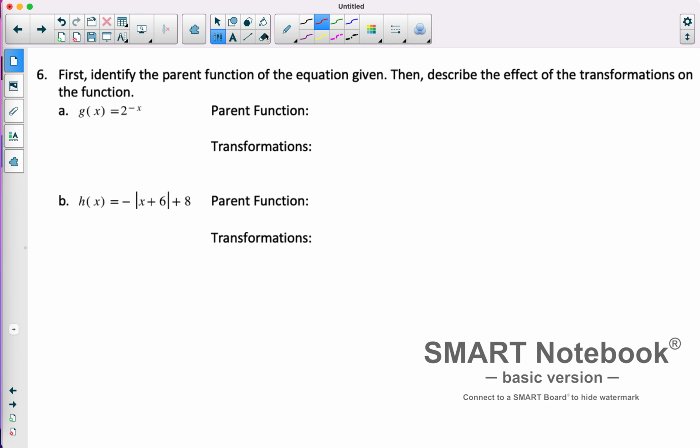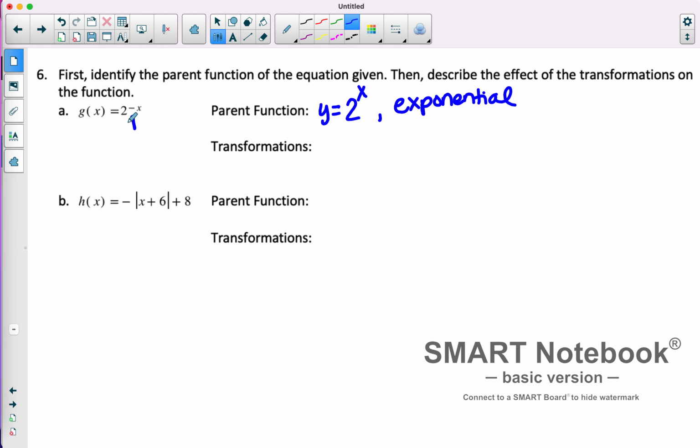So again, we're going to identify a parent function first. We don't have to know what the graph is right now. It would be good if we had an idea in our head, but we're not focused on a graph, just from an equation. So this is an exponential function. I know it's exponential because I have x as an exponent. The base would be 2. Exponentials will always have a base, so it's some type of number. That 2 is not a transformation. That is the actual parent function, 2 to some power.